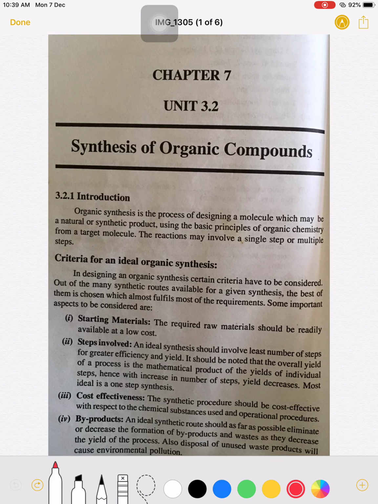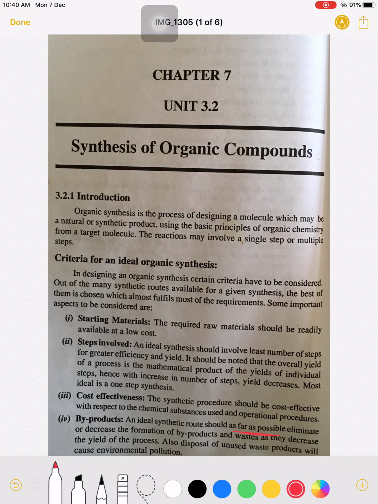The fourth one, byproducts. An ideal synthetic route should, as far as possible, eliminate or decrease the formation of byproducts. So in an ideal synthesis, when we are using a route, that route should eliminate or decrease the formation of byproduct. If the byproduct is lower, then that synthetic route is effective, or it gives us more yield.